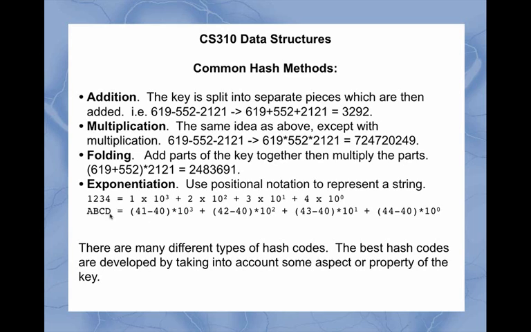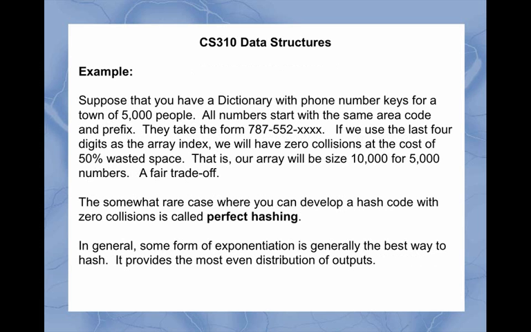There are dozens of different types of hash codes that are available. A great deal of research has gone into developing good hash codes. There are a lot of different ones. The best hash codes come about when you can take into account some aspect of your actual problem. So we can return to this example of the town with 5,000 people. In this case, we can make the following assumptions.